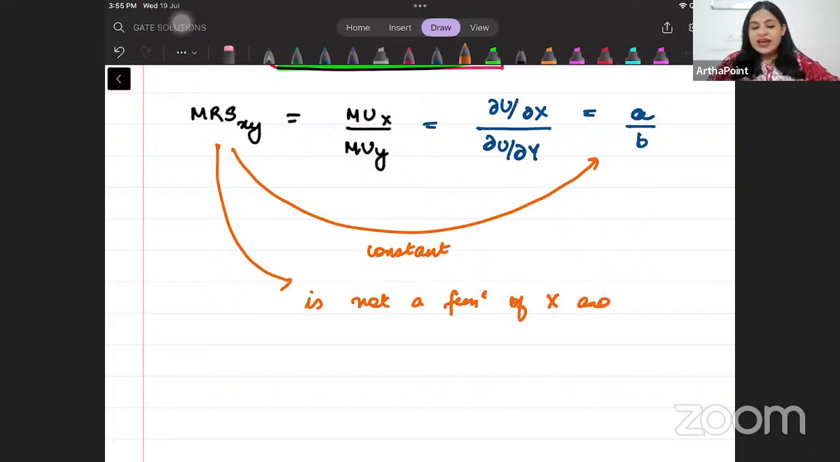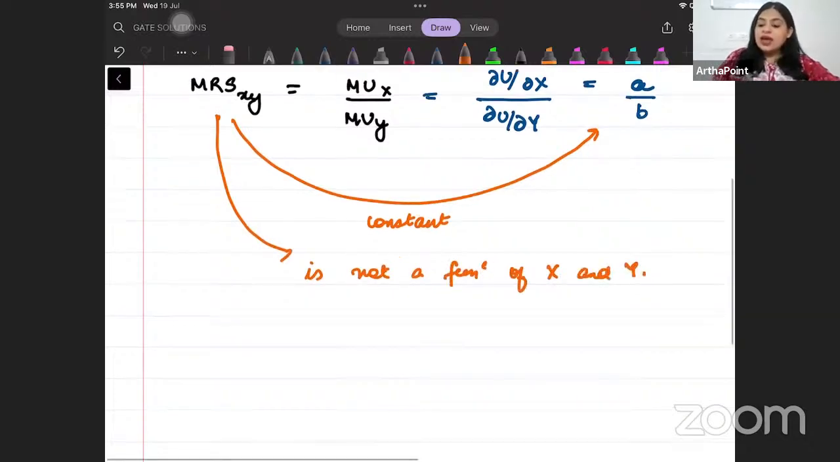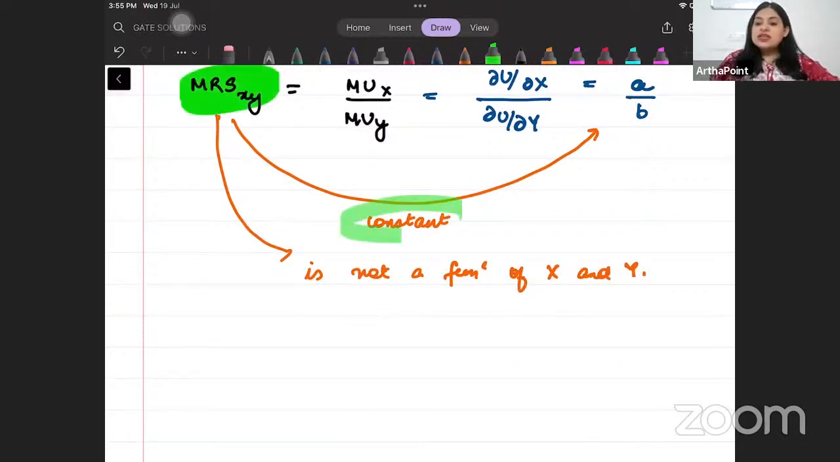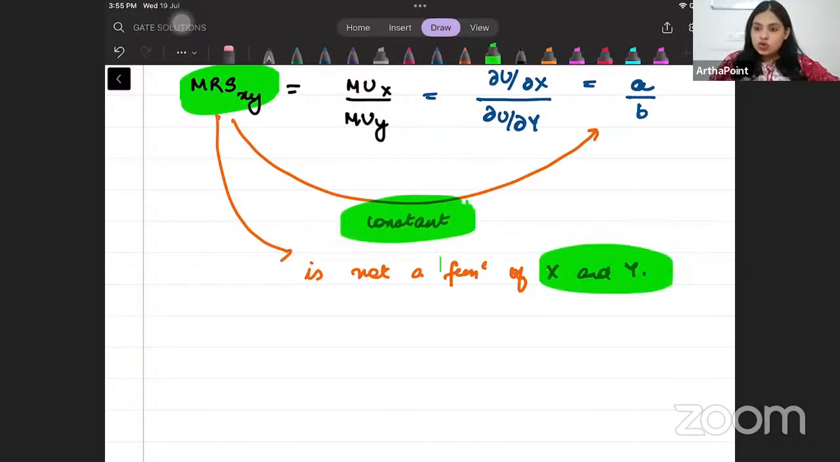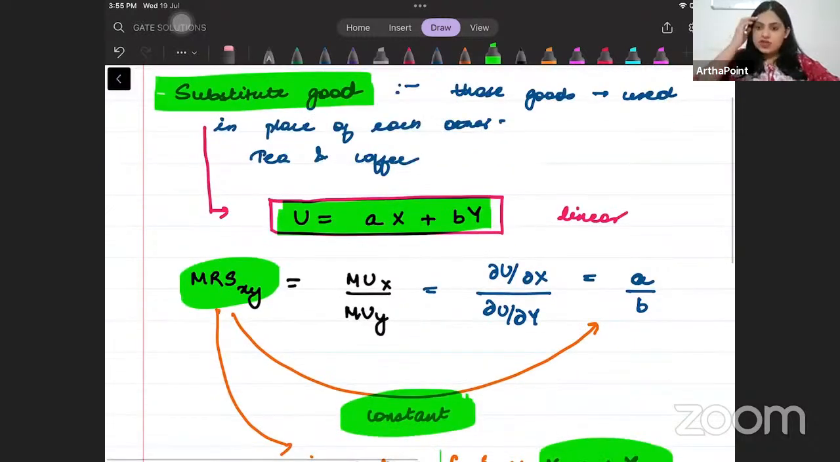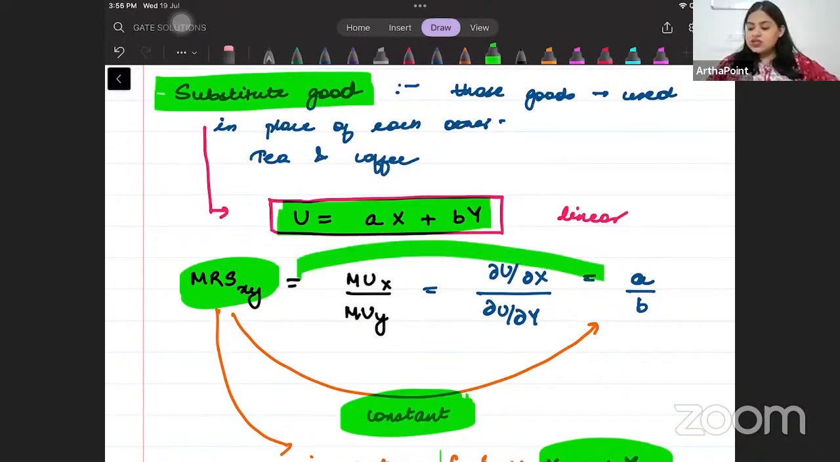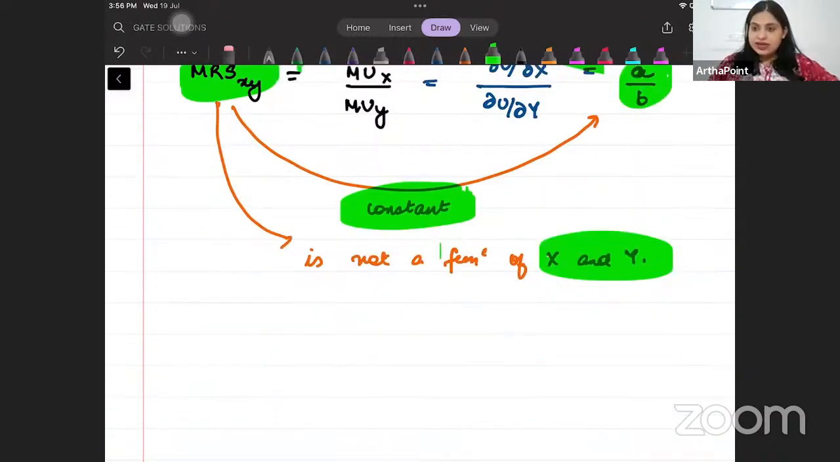MRS को कितना X consume कर रहे हो और कितना Y, उससे फर्क नहीं पड़ता है. MRS is assumed to be constant. MRS is not affected by the amount of X and Y. So substitute goods are those goods which are used in place of each other. Substitute goods have this property that MRS is constant. Substitute goods are basically having MRS which is not a function of X and Y.